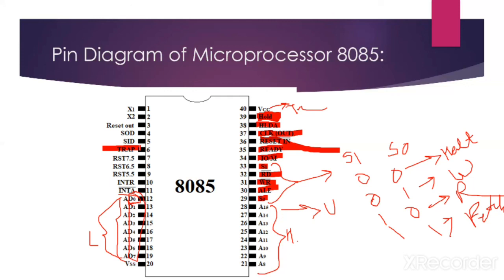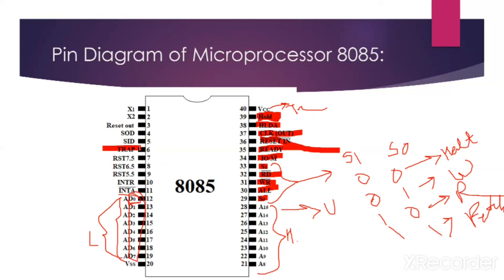The next pin is reset out. This pin indicates that the microprocessor unit is being reset. It is connected to peripherals to reset them when the microprocessor is reset. Means this pin is connected to the devices. When the microprocessor unit is reset, then it resets the devices that are connected to the microprocessor.